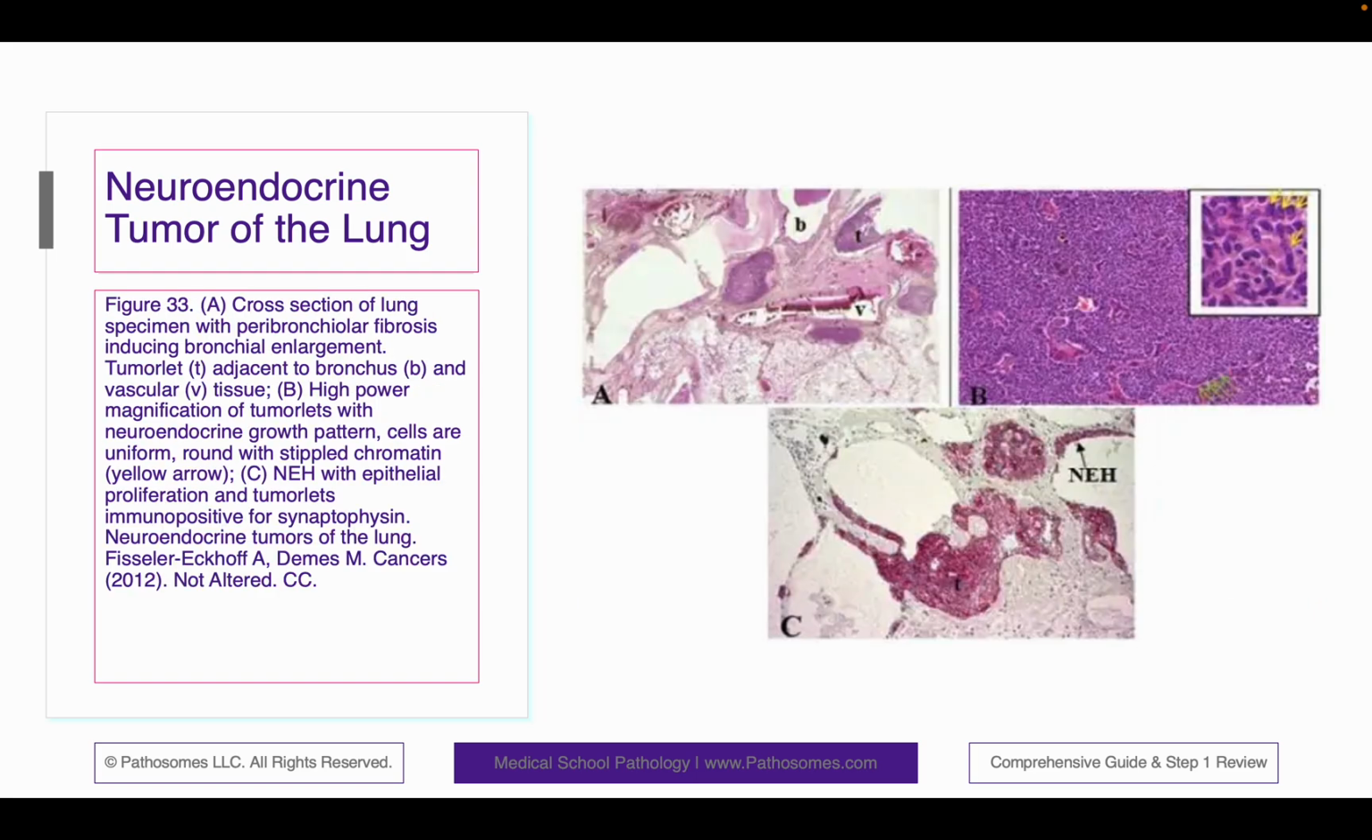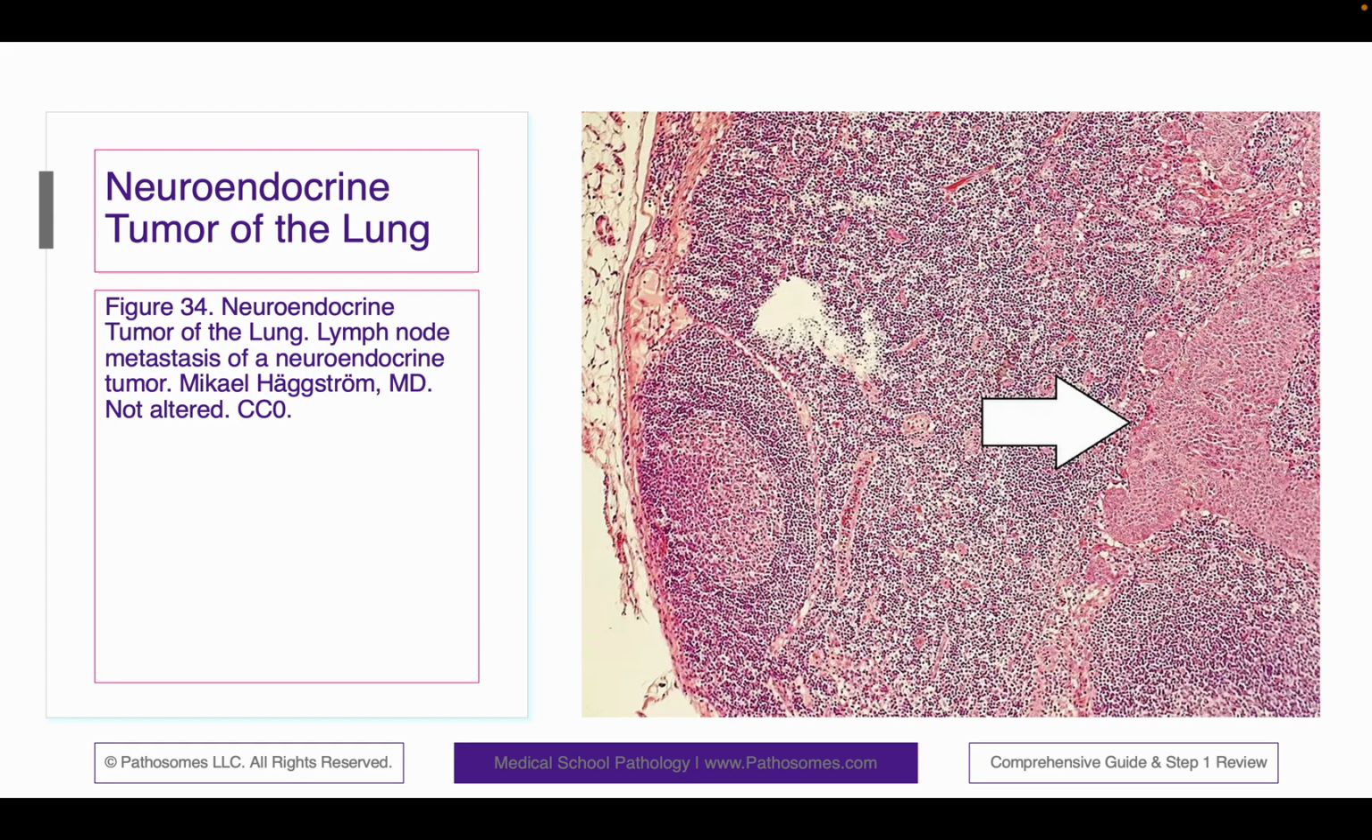Now, let's look at this cross-section on H&E. You see that? This is just another representative section from a lung cancer. But particularly in B, you can see high power magnification with tumulates with the neuroendocrine growth pattern. And unfortunately, these tumors can metastasize like a lot of other malignant tumors. But take note of the necrosis that's happening within this lymph node.